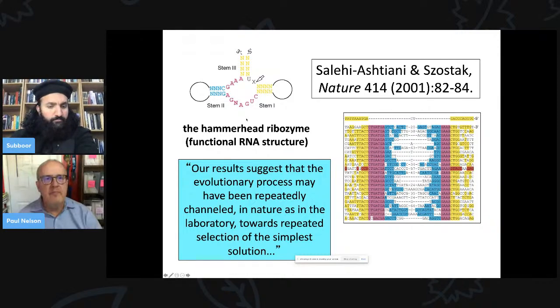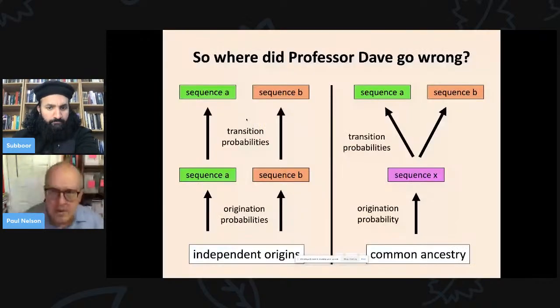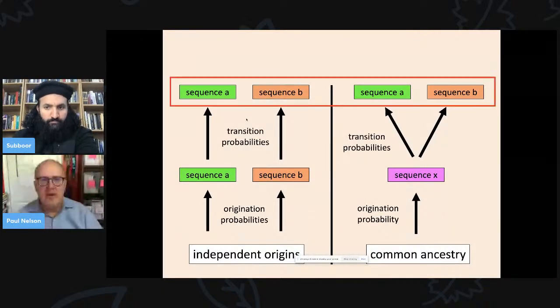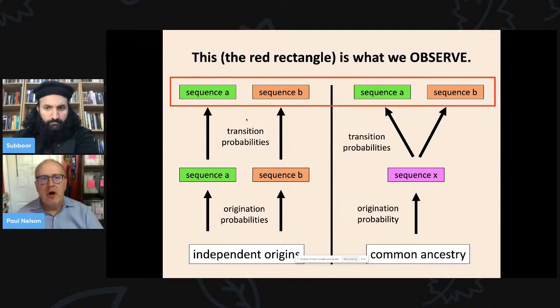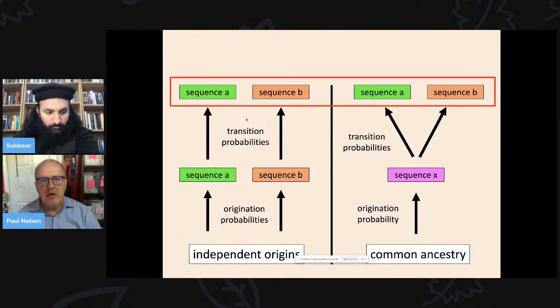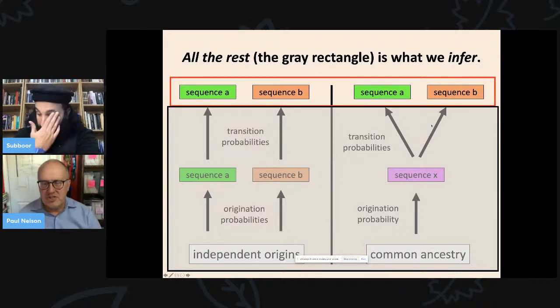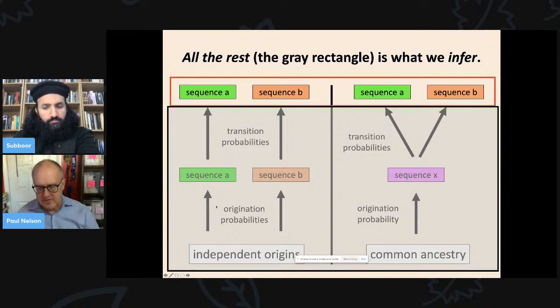So where did Dave go wrong? Of course, Dave is our stand-in for the molecular phylogenetics community. This is what we observe, all right? Similarity between sequences. Everything below in the gray box is inference. It is critical to keep this in mind, that similarity is the observation, while homology, from a common ancestral sequence, or its absence here in the independent origin scenario, that is inference.